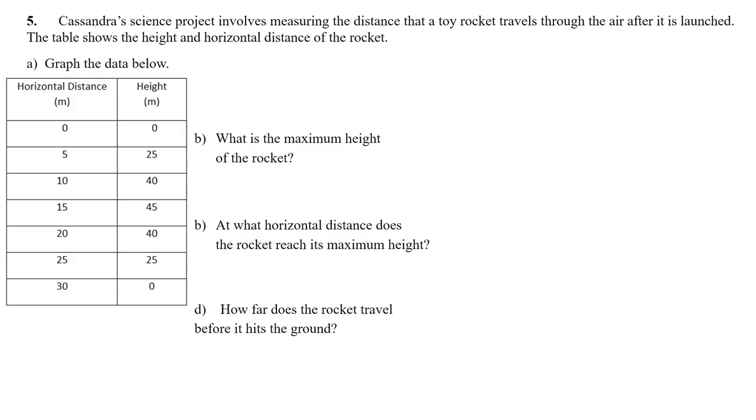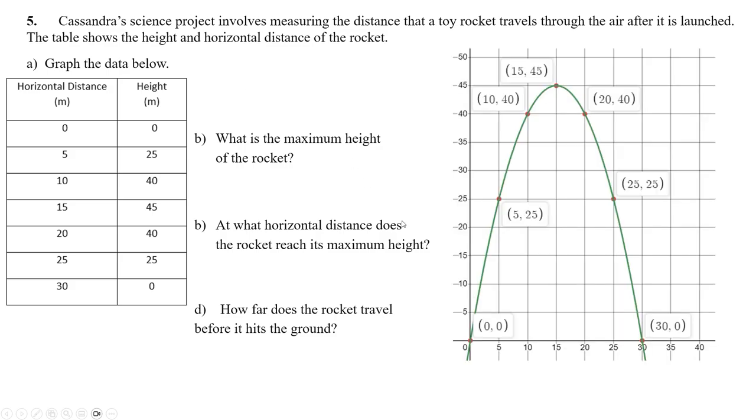Cassandra's science project involves measuring the distance that a toy rocket travels through the air after it is launched. The table shows the height and horizontal distance of the rocket. So we're asked to graph the data below. And when we plot all our points and join them, this is what our graph looks like. Question B asks, what is the maximum height of the rocket? So we simply go to the vertex right here, and we can see that the height is 45 meters.